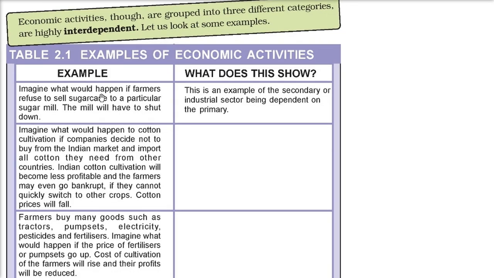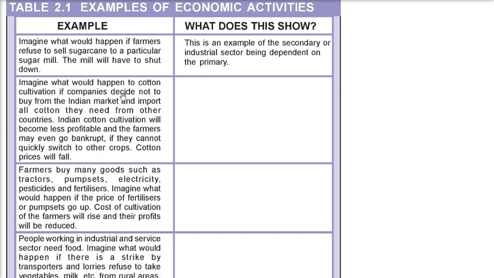For example, imagine what would happen if farmers refuse to sell sugarcane to a particular sugar mill. The mill has to stop its work. And this is an example of secondary or industrial sector being dependent on the primary sector, that is the sugarcane, right?